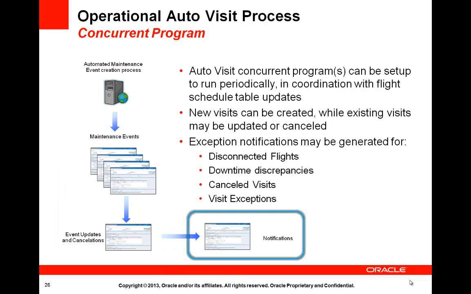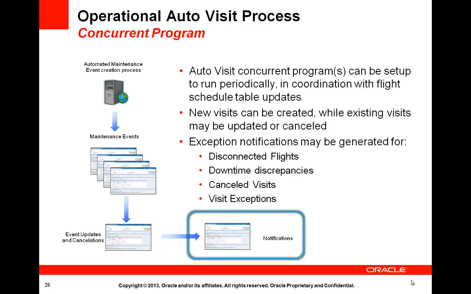After these processes are complete, there could be some exception notifications generated for disconnected flights, that is, visits and flights have been disconnected and are no longer associated with the flight record. Any downtime discrepancies for existing visits where a ground time now is much less than an anticipated visit downtime requirement. If visits have been canceled that contain planned requirements, and if there's any other visit exceptions.